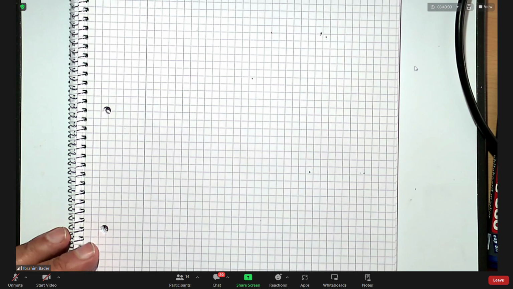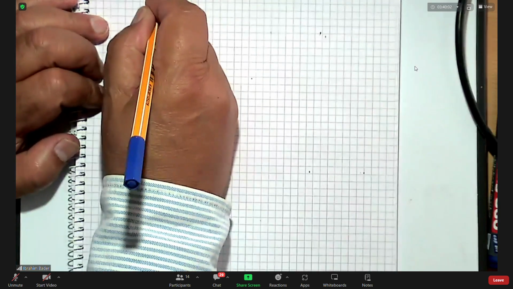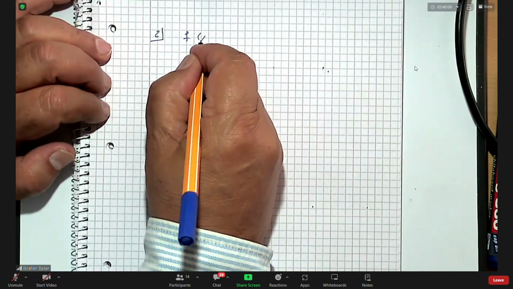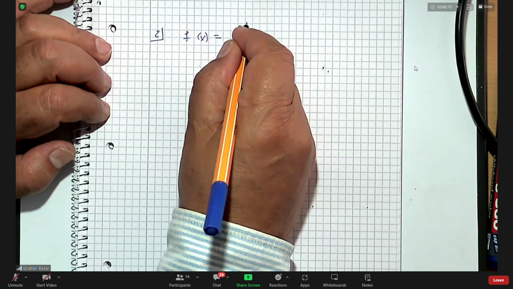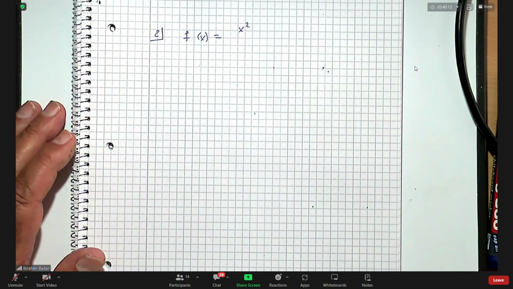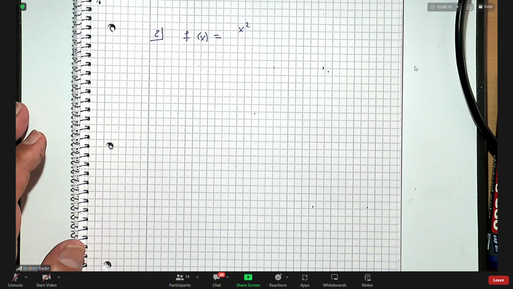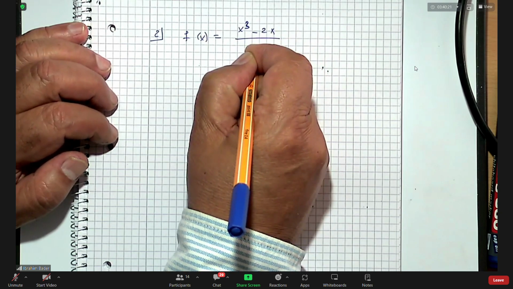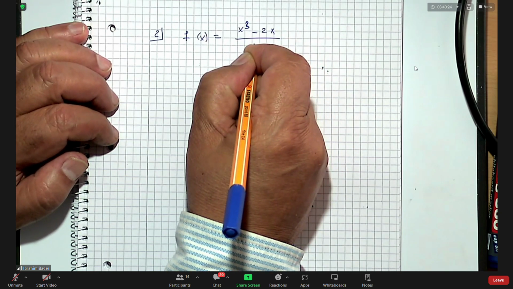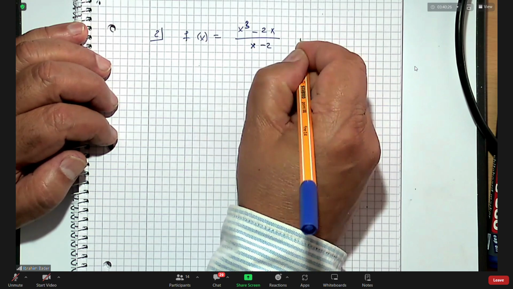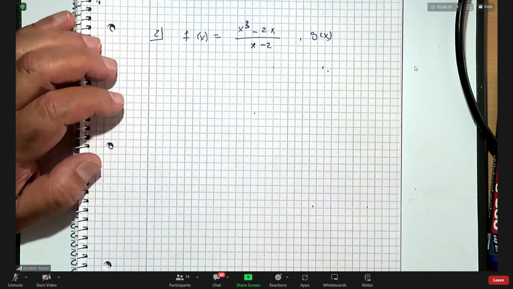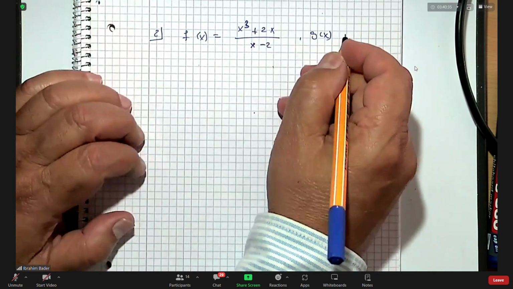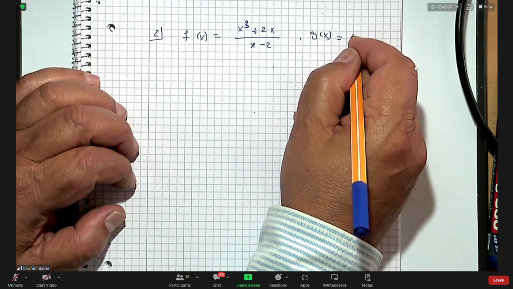Okay, question number 2. Today we studied this, and question number 2 says the following. I have two functions, f of x, which is x cubed plus 2x over x minus 2, and g of x is equal to 2x.